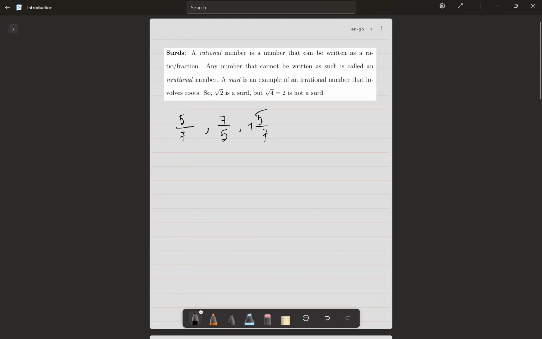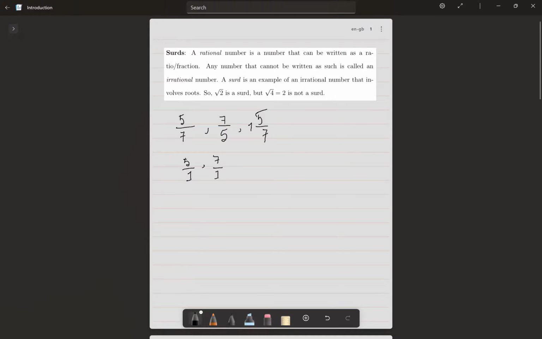Now, if we take whole numbers, let's take the number 5 or 7. If we want to write it as a fraction, we can write it as 5 by 1 or 7 by 1. Having 1 in the denominator does not make any difference or change the number. So these are the same numbers that we started with, 5 and 7. Now we can see that this can be written as a fraction, because the numerator is 5 in one case, 7 in the other, and the denominator is 1 in both. Hence 5 and 7 are called rational numbers.